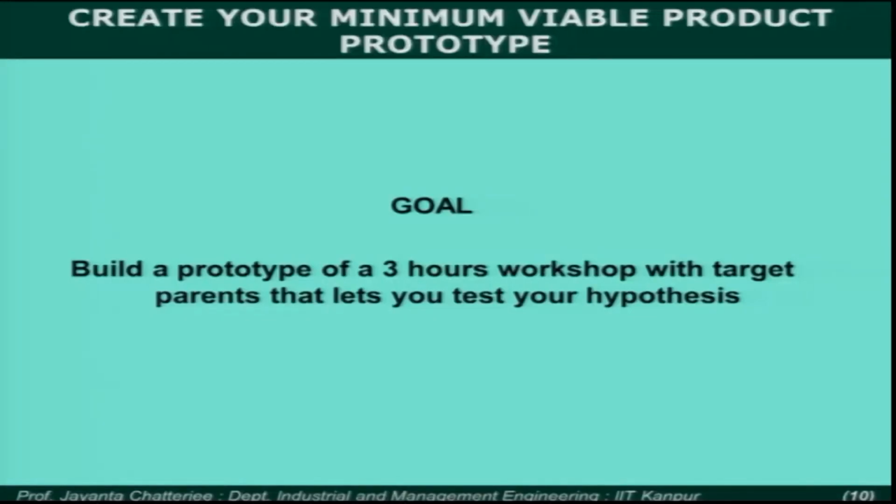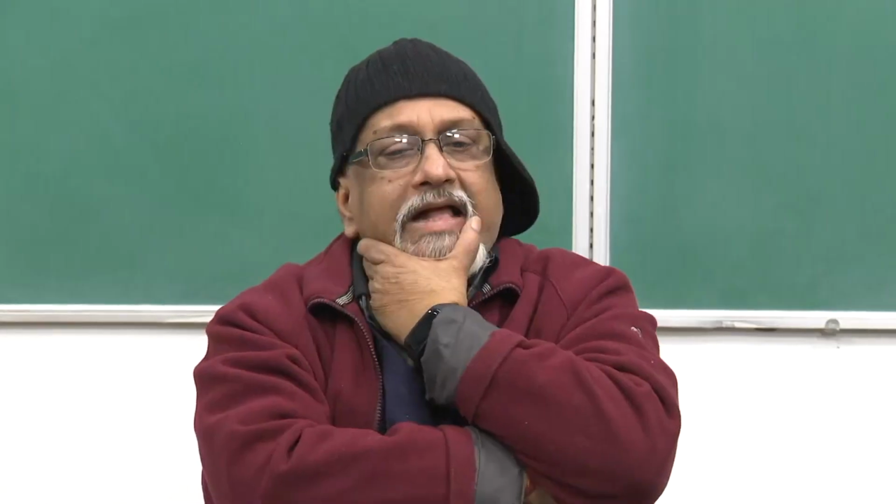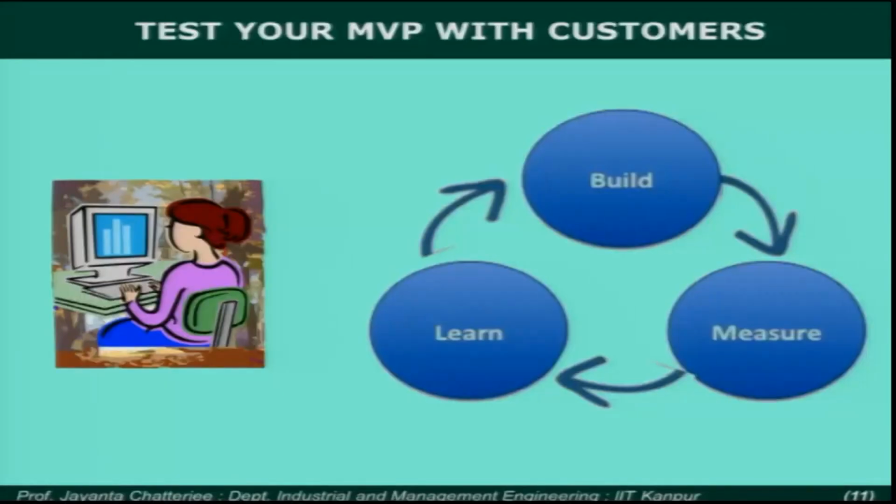So, there is also a need, in the minimum viable product, for a package where parents' awareness and sensitization can be included. So, you are therefore trying to build a prototype of a 3 hour workshop with target parents that lets you test your hypothesis. Okay. So, in doing that, you are going to follow this: build, measure the effectiveness, learn from the interaction, and then again build.